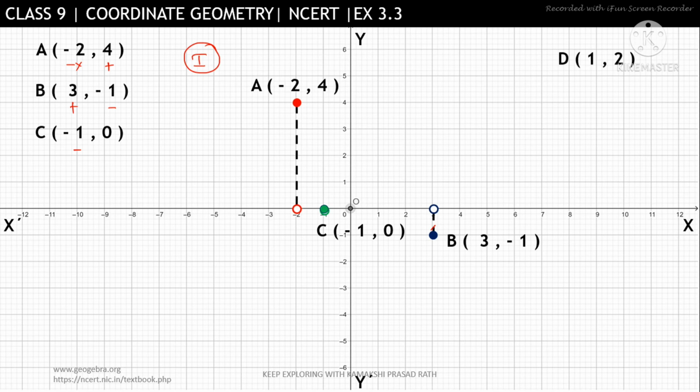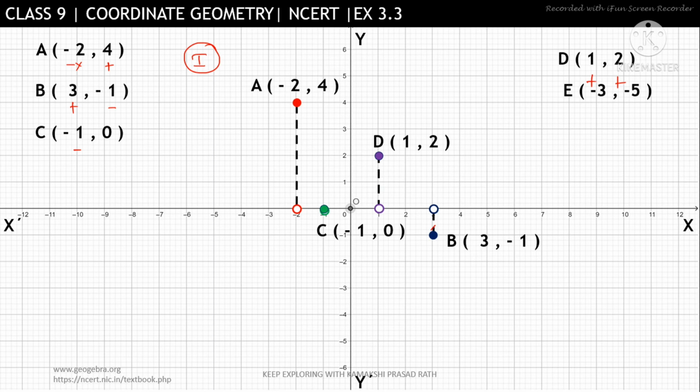Point D is (1, 2). Same thing, positive x will move it 1 unit towards the positive x and 2 units perpendicularly towards the positive y. As you can see here, both are positive, hence we reach this point and call it point D (1, 2). The last one, point E, (-3, -5).